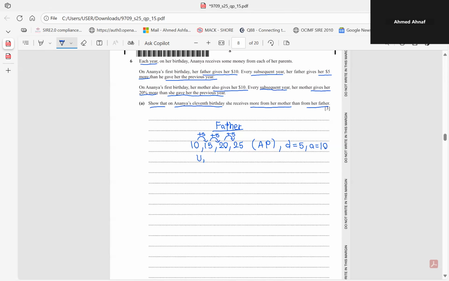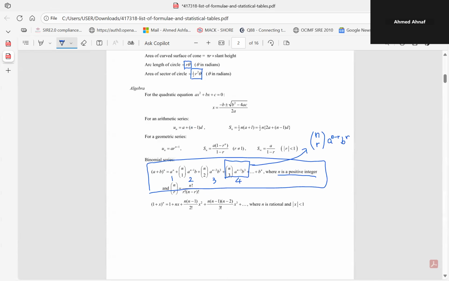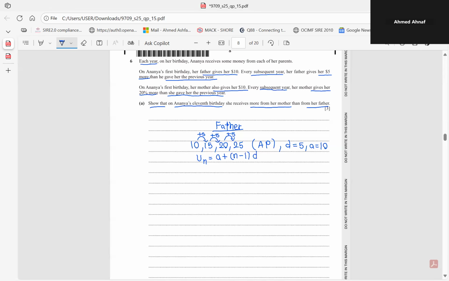So now we can find Un, which is given in your MF19. Yep, here. So you have to use this formula, Un equals a plus n minus 1 times d. So U11, since we want to find out how much she receives on her 11th birthday, it's just the first term plus n minus 1, which is 10, times 5. So it would be 60. So she gets $60 from her father.